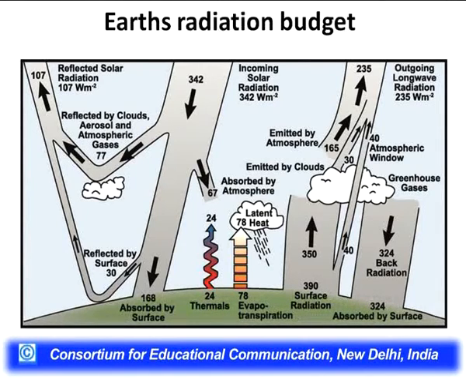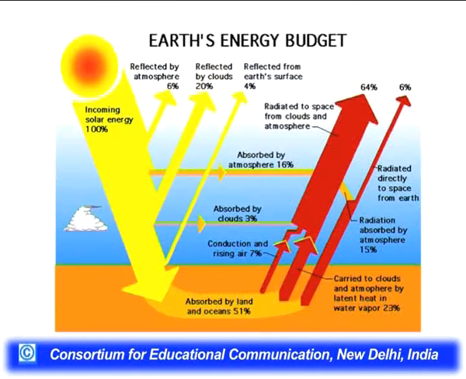So, now you will see here that approximately 235 is the outgoing long wave radiation, approximately 235 watts per square meter. And there is some latent heat as well as sensible heat of conduction and convection. If we estimate it, we will find that radiation is totally balanced. I think perhaps here it is even clearer.